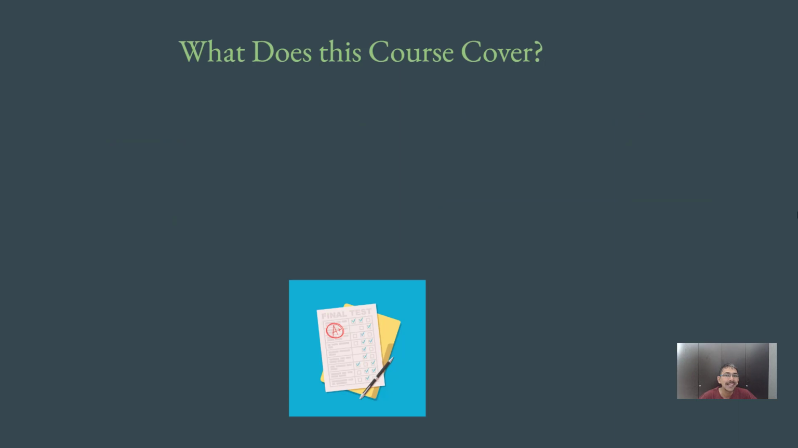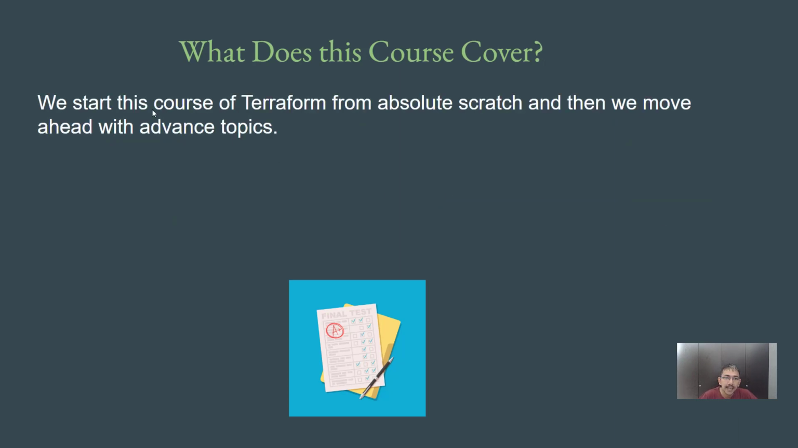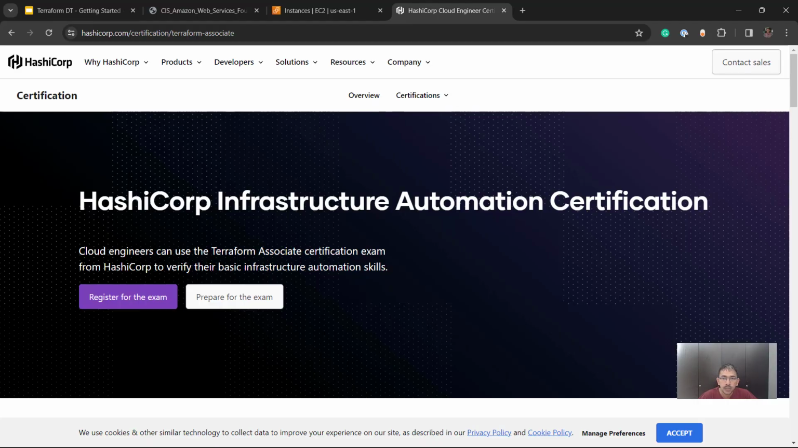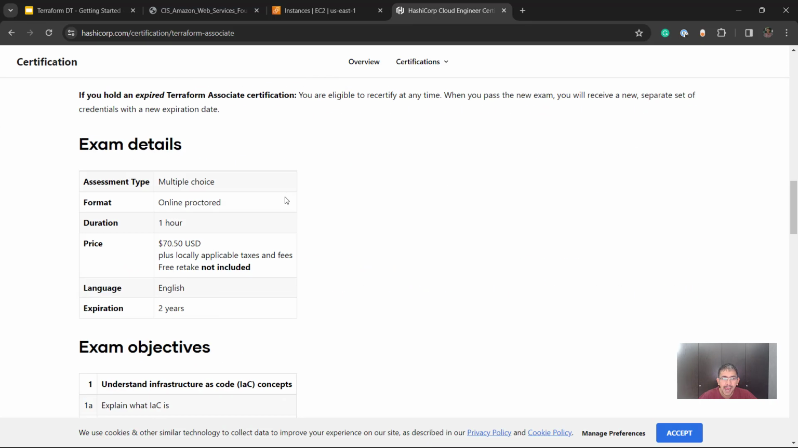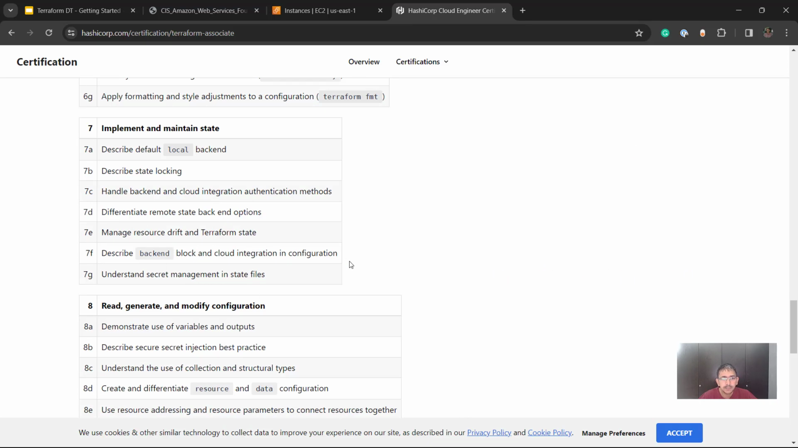So discussing what exactly this course covers, note that we start this Terraform course from absolute scratch. So no prior Terraform or coding knowledge is required here. And once we understand the basics of Terraform, then we go ahead and move into much more advanced topics. And the second important part that you should know is that we cover all the topics associated with the official Terraform exams. So before we conclude, I also wanted to show you the official Terraform certification page. The name of the certification is HashiCorp Certified Terraform Associate. And again, there are a lot of objectives and requirements. We'll be discussing this in great detail in the upcoming set of videos.